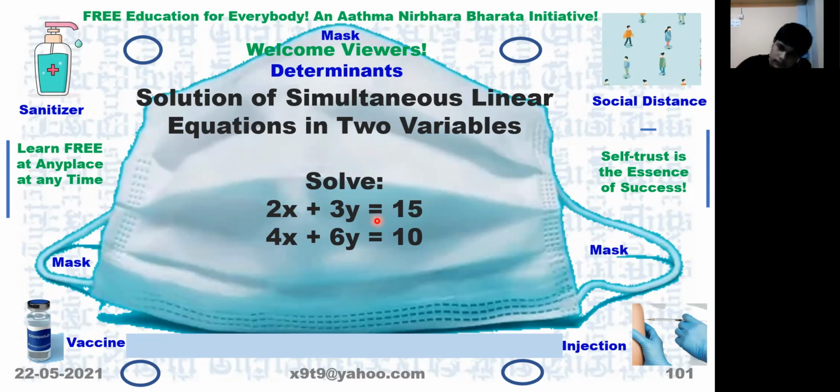Where delta, delta x and delta y are 0, you get one line drawn over the same line, which is coinciding lines. And if delta is 0 and delta x, delta y are not 0, then you get the graphs of two lines which are parallel to each other. They will not intersect. Because they do not intersect, there is no solution. That is, there is no point of intersection.